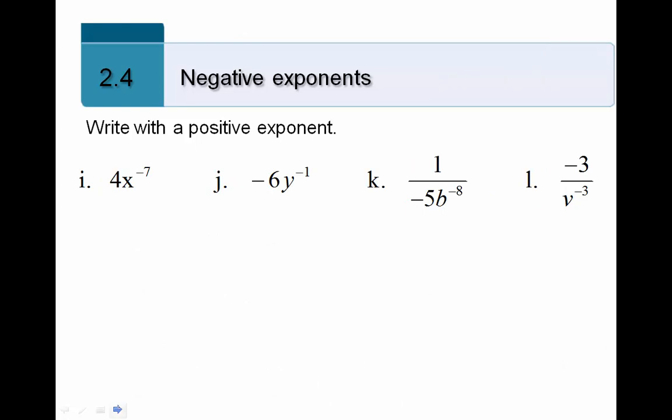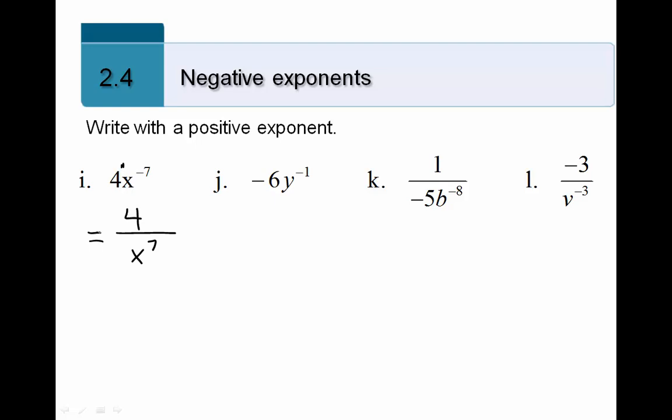Notice we have in I, once again, we're rewriting our expressions with positive exponents. We have 4 times x to the negative 7th. Now notice the 4 has a positive exponent of 1. It can stay right where it is. But the reciprocal of x is 1 over x. That forces the x to the bottom to make my exponent positive. The 4 remains in the numerator.